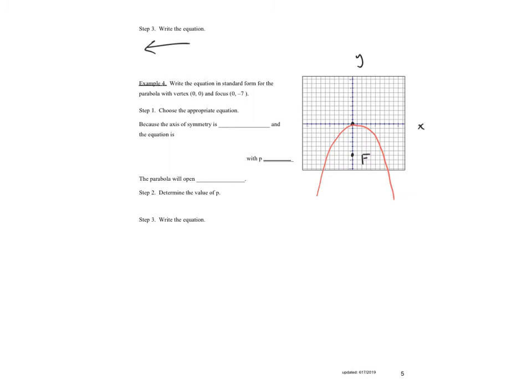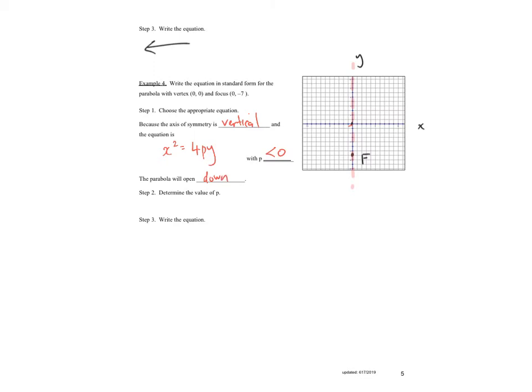So our axis of symmetry is going to be the y-axis. We'll erase this little sketch for now, because we'll do a better one later, but that just gave us enough information to get started. Because the axis of symmetry is vertical, the parabola will be vertical, and so the equation will be x squared equals 4py. Because the parabola opened downward, we're expecting p to be negative.